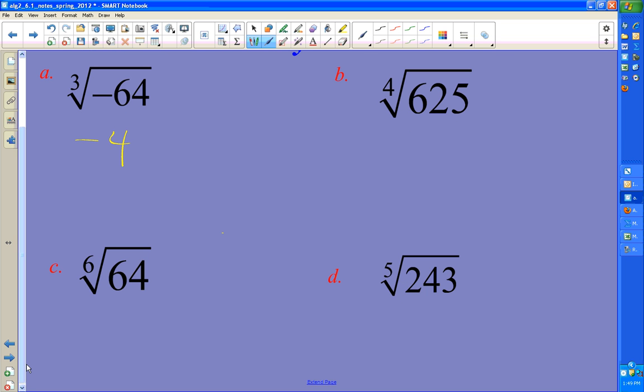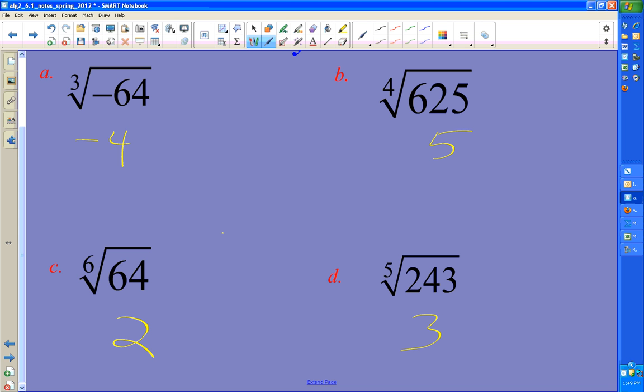The 6th root of 64. 2. And it's positive. You can't do the 6th root of negative 64. The fourth root of 625? 5. The fifth root of 243? 3. Okay? These are things that you need to be able to generate without a calculator. These are easy. If worst comes to worst, tree it.